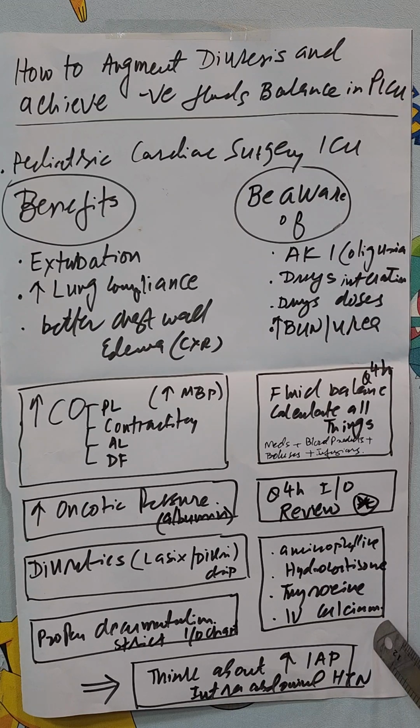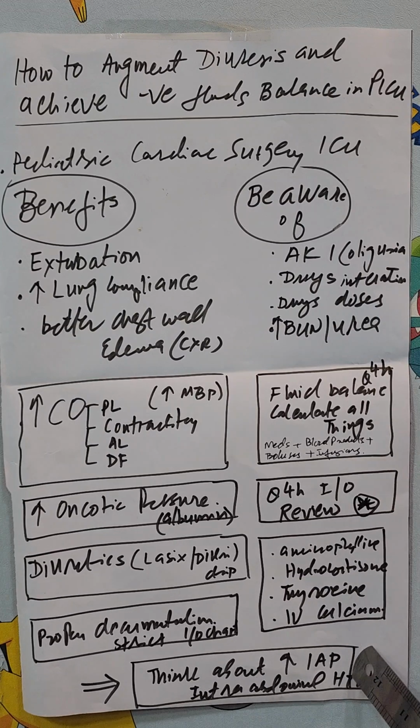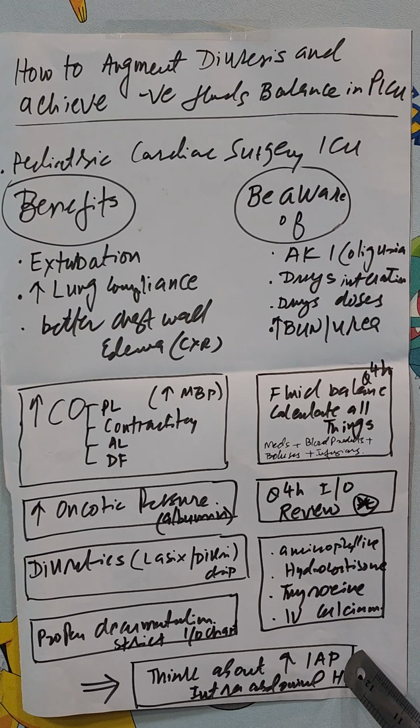And obviously if you are not getting negative balance and you are positive, that's a problem, because it's difficult to extubate these patients, especially cardiac. And think about intra-abdominal hypertension, which you have to rule out, because if you are not getting negative balance, maybe the patient has a lot of fluid in the abdomen causing intra-abdominal hypertension, and you have to put in a drain, which will improve your urine output and end up with better diuresis.